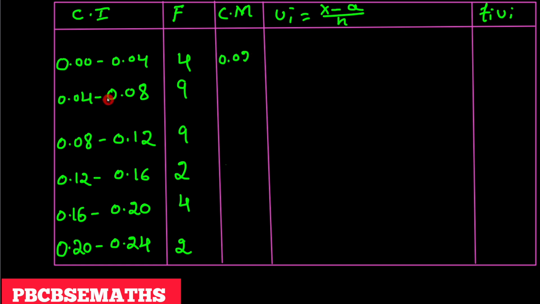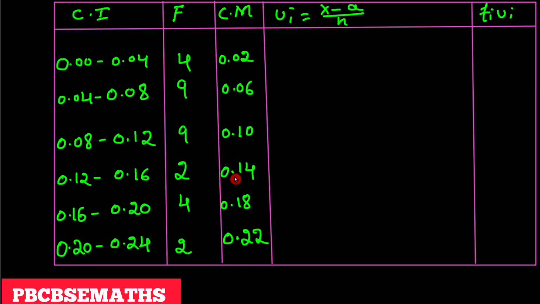Here 0.04 plus 0.08, that is 0.12, divided by 2 gives us 0.06. Here 0.08 plus 0.12, that is 0.20, half of that is 0.10. In the same way, here we are going to get 0.14. Here we get 0.18. At last, here we are going to have 0.22. So we got the class marks.